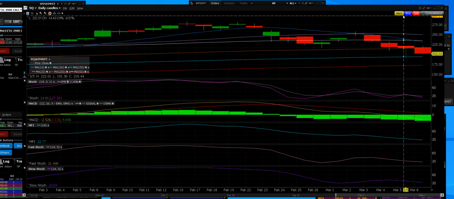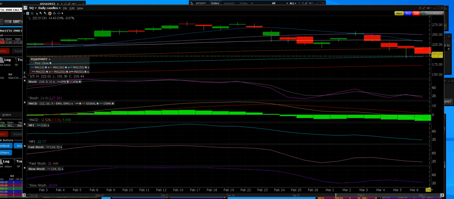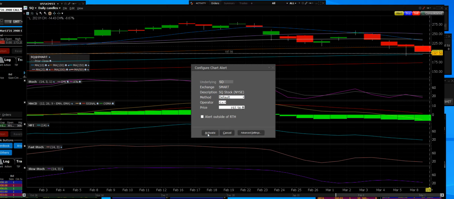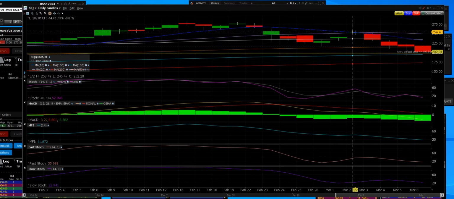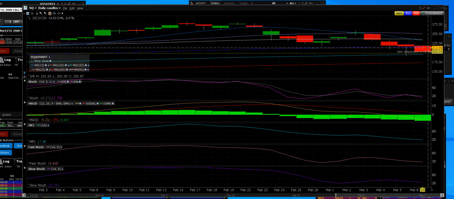Now, I'm going to set an alert on Square. Now, let us not forget one thing. Square is invested heavily now in Bitcoin, and it is. If you take a look at where the sell down in Square right here, let's just call it 252, down to these lows today, which were, believe it or not, 201. Okay, and the high was 221.63.